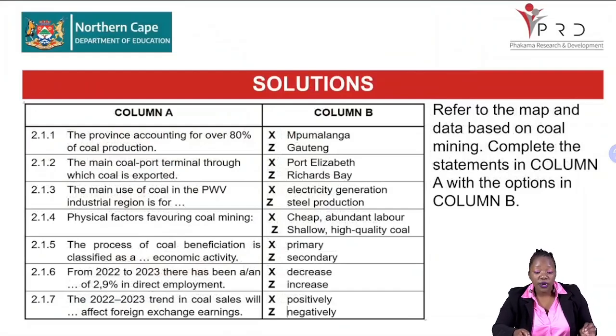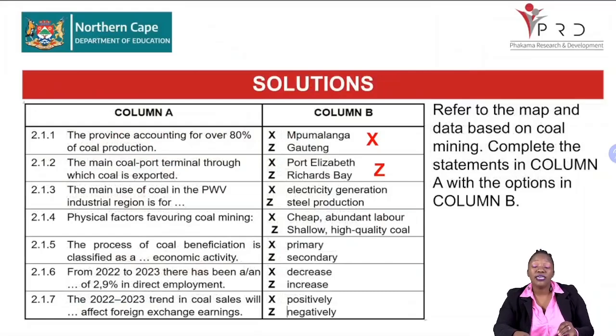So the first question, the province accounting for 80% of the coal production. You have seen in the map, using the key, that Mpumalanga has a lot of the coal production. So therefore, our answer is X. Remember I said we do not write the answer in full, but we use the letters. So X represents Mpumalanga.